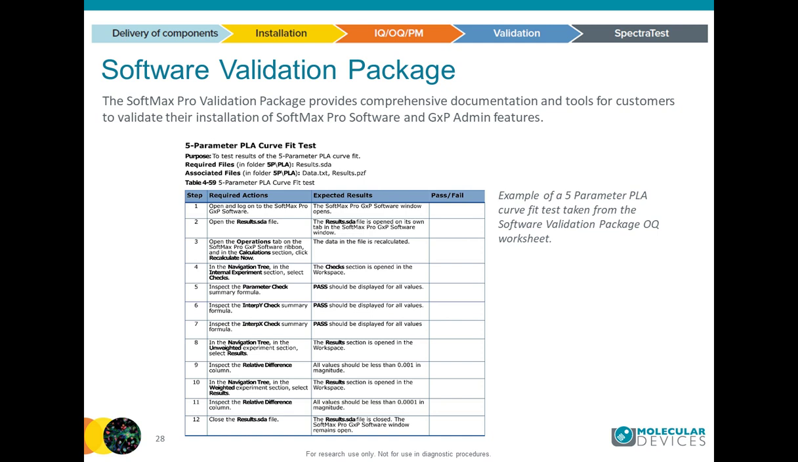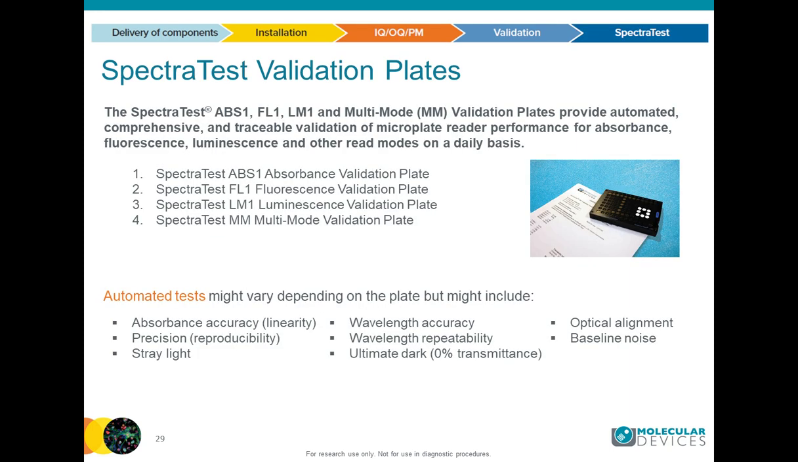The SoftMax Pro validation package provides comprehensive documentation and tools to validate SoftMax Pro software and GxP admin features. The SpectraTest ABS1, FL1, LM1, and multimode validation plates provide automated, comprehensive and traceable validation of microplate reader performance for absorbance, fluorescence, luminescence, and other read modes on a daily basis.